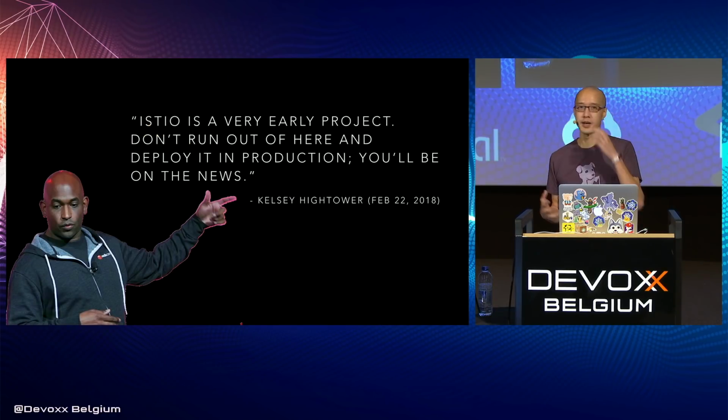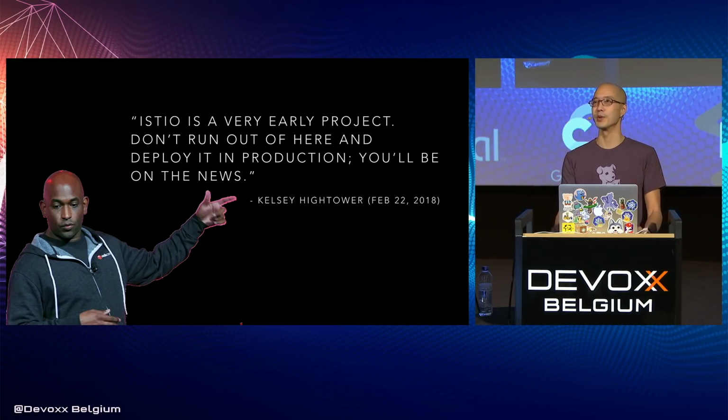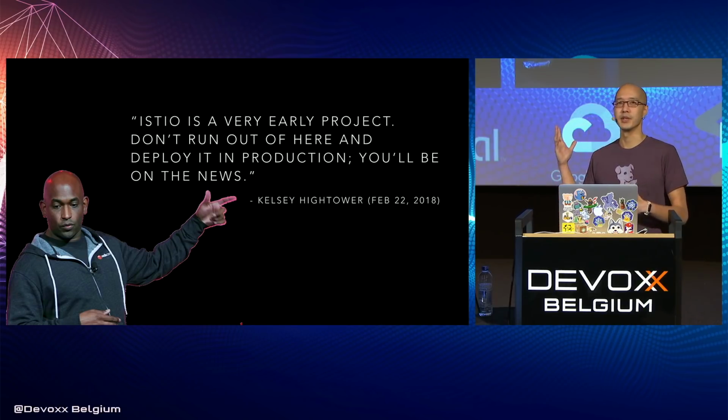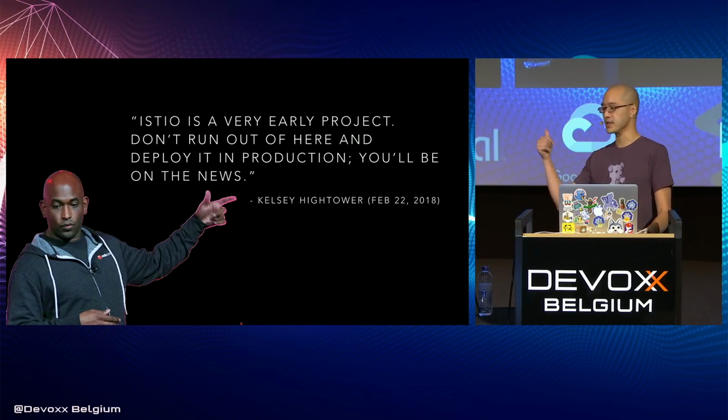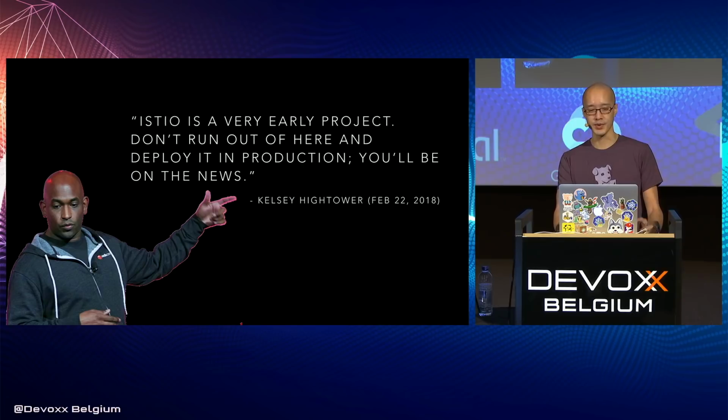So all of this said, I know Kubernetes and Istio are both in the title, which makes a lot of people come to the talk because they're interested in those. I used to have this note in my slides because I gave an earlier version of this talk early this year. And my friend Kelsey Hightower, who's widely known in the Kubernetes world, said this: Istio is a very early project. Don't run out of here and deploy it in production. You'll end up on the news in a bad way. And this was in February, so Istio was version 0.6 at the time.